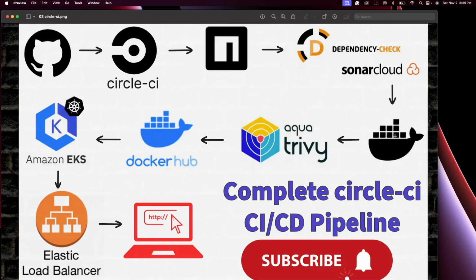Next, we will build a Docker image out of our code using a Docker file. And then we will use Trivy to scan the Docker image after it's been built. After the scan, we will push our Docker image to DockerHub. And then we will deploy our Docker image to Amazon EKS Kubernetes cluster. Now we will also attach an elastic load balancer to our cluster using Kubernetes services so that we can access it on our web browser.